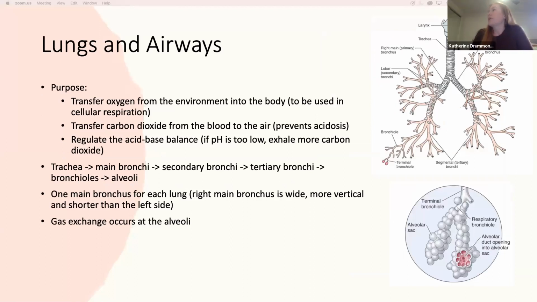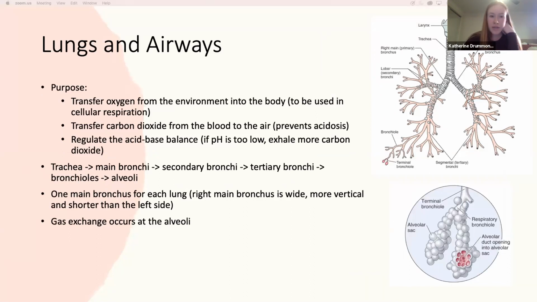Okay, so now I'm just going to launch straight into your lungs and airways, asthma, COVID, and some of the drugs around that. The purpose of our lungs and our airways is to be able to transfer oxygen from our environment into our body, and we use that for cellular respiration, which we'll go over with you later on. It's also to transfer waste products such as carbon dioxide from the blood to the air. That's more or less driven by a concentration gradient between our blood and the air in our lungs.